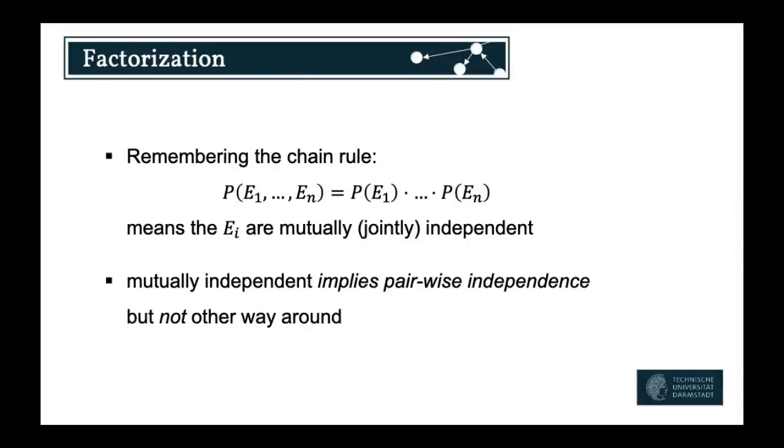Factorization. If we remember this chain rule we just saw, with a set of n events E, that's what we call a factorization, because we end up with all of these factors multiplying together. It's a big product essentially, to get this bigger set of joint probabilities. Interestingly, mutually independent implies pairwise independence, but not the other way around. If you have this property and you look at any pair E_i, E_j, then they will be independent. But if you have that for all the pairs, that doesn't imply that they are mutually, jointly independent.